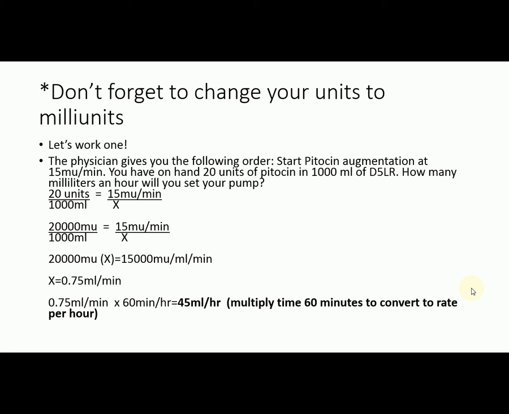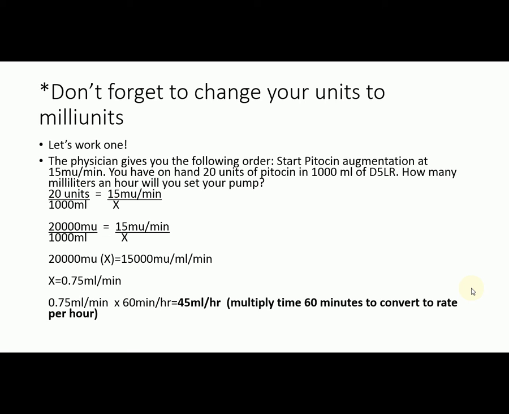Well, we know we have 20 units, and we're going to put that over what we have it in, which is 1,000 milliliters. We know that we want to give 15 milliunits per minute, but we don't know what the volume is, so that's where our X is. Then you cross multiply, and once you convert your units, 20 to 20,000 milliunits, you get 20,000 milliunits times X is equal to 15,000 milliunits per milliliter per minute.